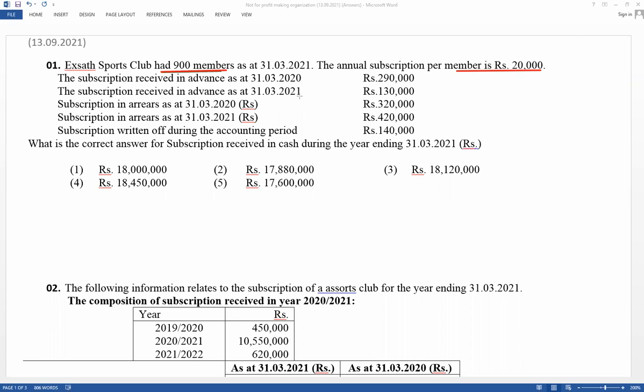31st March 2021. And subscription in arrears on 31st March 20 is given, as well as subscription in arrears on 31st March 21. Arrears mean receivable amounts, assets. Opening and closing balances are given. 31st March 20 means the previous year closing balance, and the previous year closing balance became this year's opening balance. And subscription received in cash is also given. It has given subscription written off during the accounting period. Subscription written off is like bad debts.